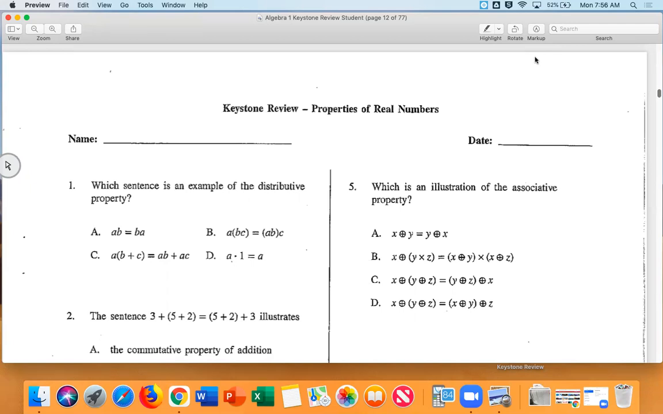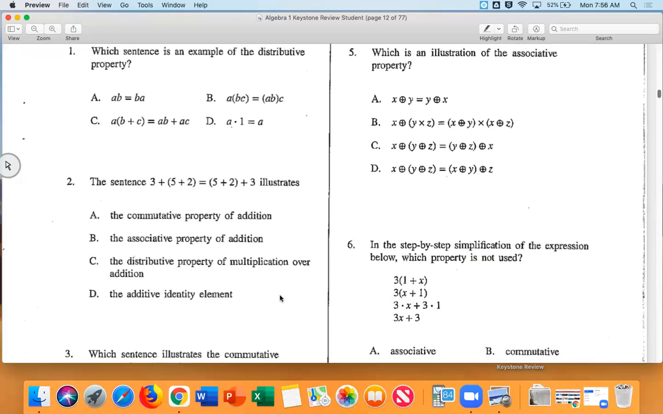All right, so number 2 was the sentence 3 plus the quantity of 5 plus 2 equals the quantity of 5 plus 2 plus 3. So this one's kind of tricky because you see the parentheses there, okay? And you know, you're kind of drawn to that, right, Mrs. Potts? Is that what you were drawn to?